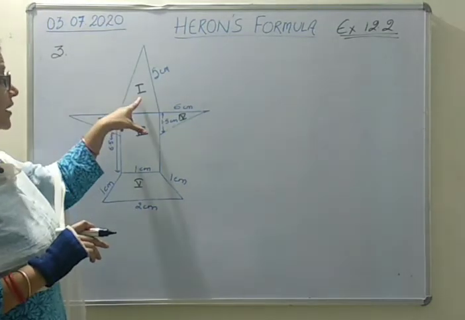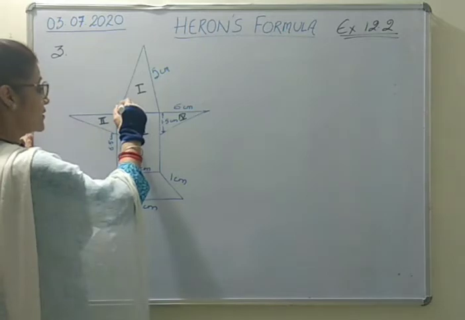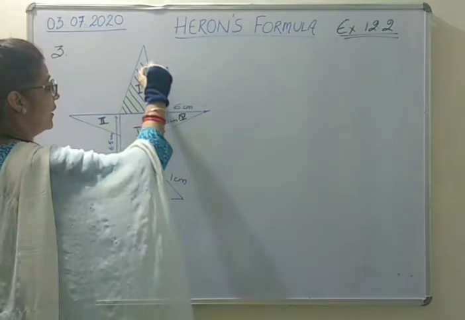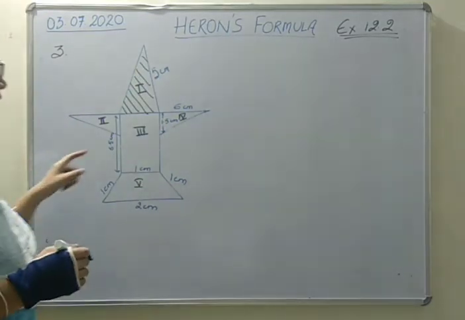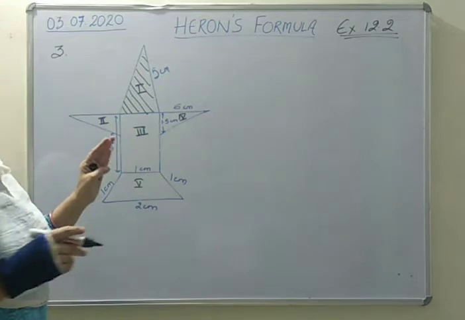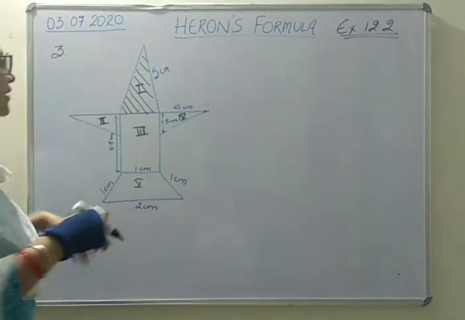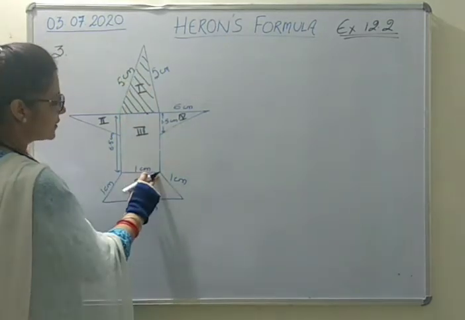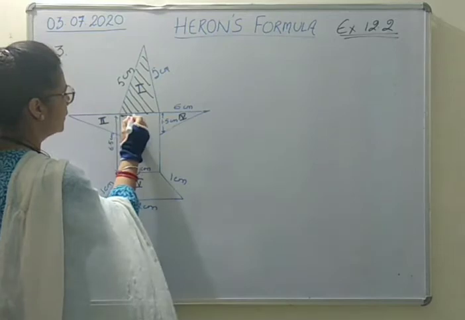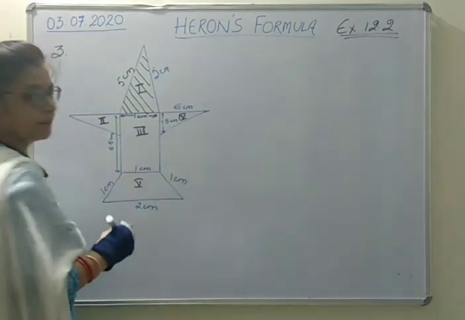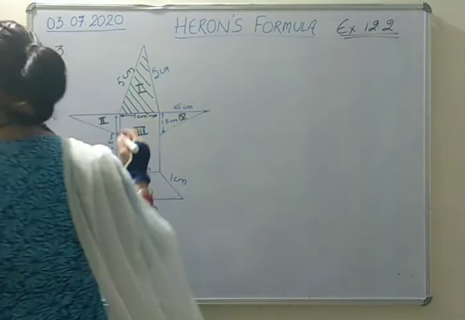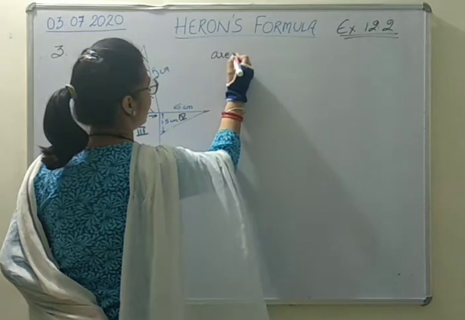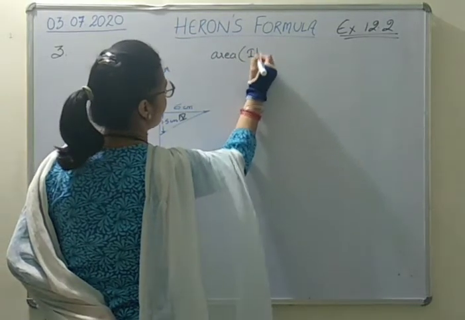Now let us concentrate on this portion. This is portion 1 of the picture and we have to calculate the area of this. Now we know that this figure is a symmetrical figure. So if this is 5 centimeter, this should be 5 centimeter, and this is 1. So what about this portion? This is also 1 centimeter. So what is the area of part 1? First we will calculate the area of part 1.